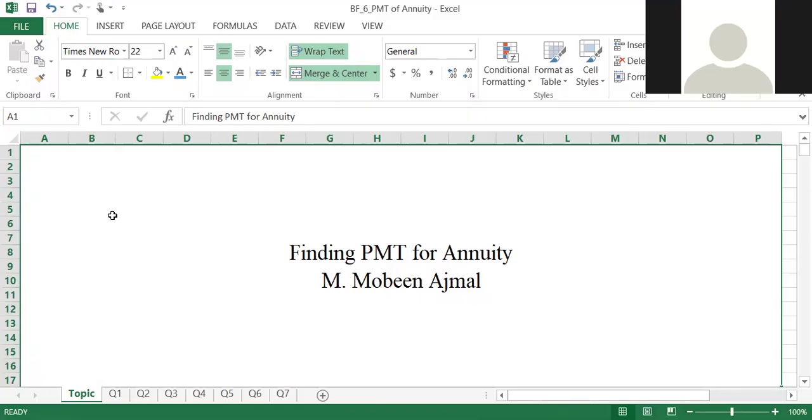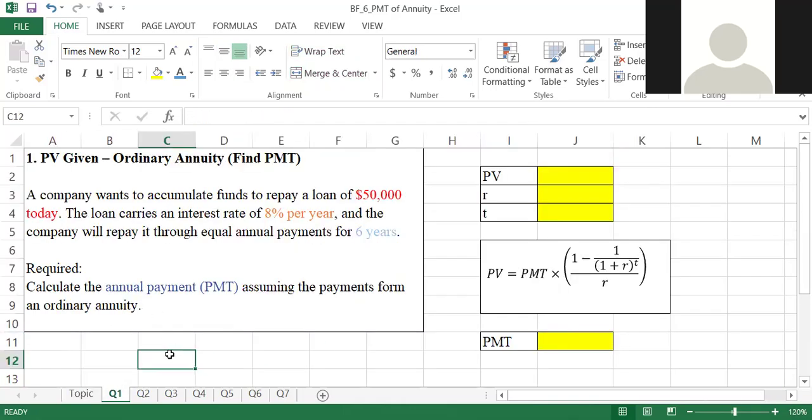Today I'm going to cover the topic finding PMT for annuity. We have already covered multiple different types of annuities, and currently my interest is if I know the present or the future value, can I find the PMT? So let's start with a very simple question.